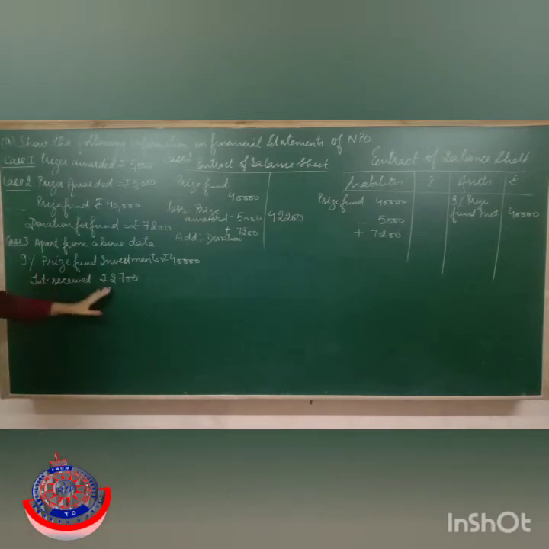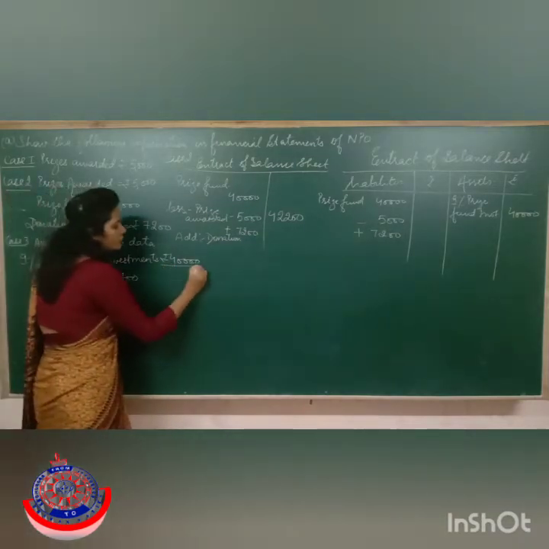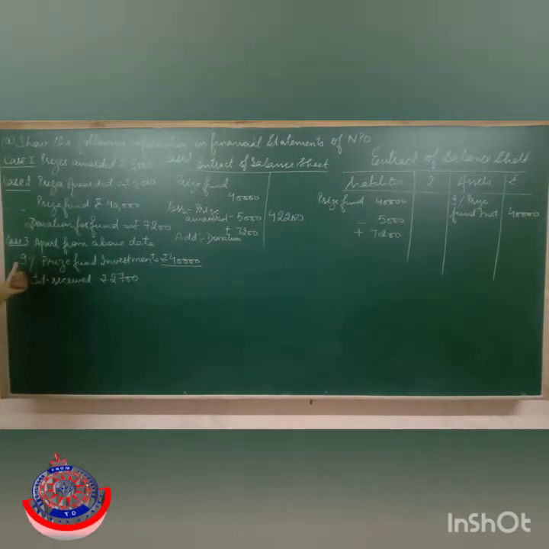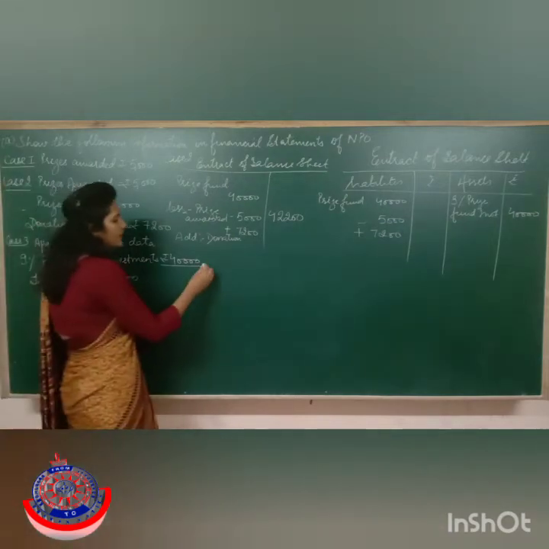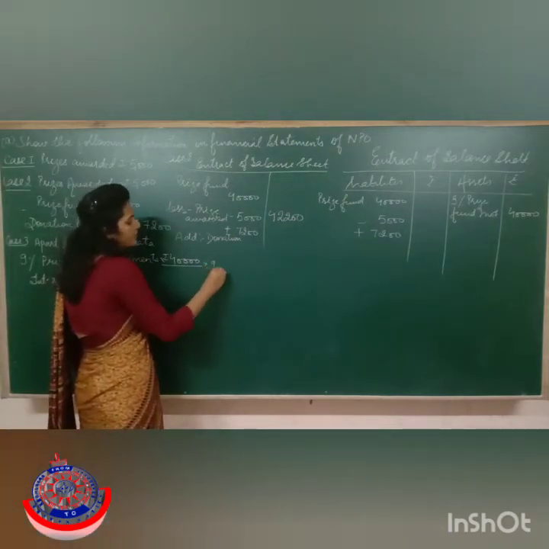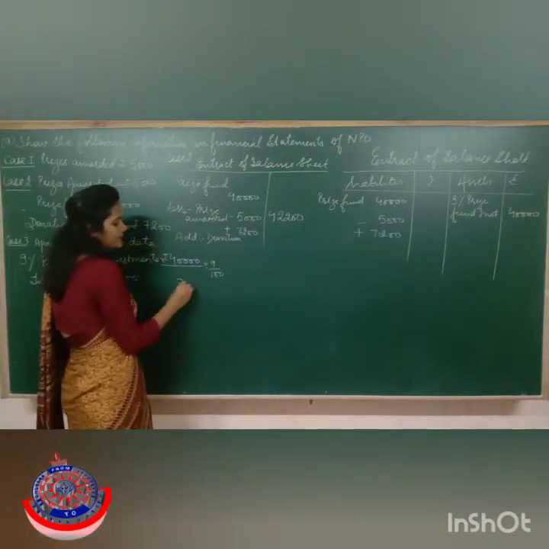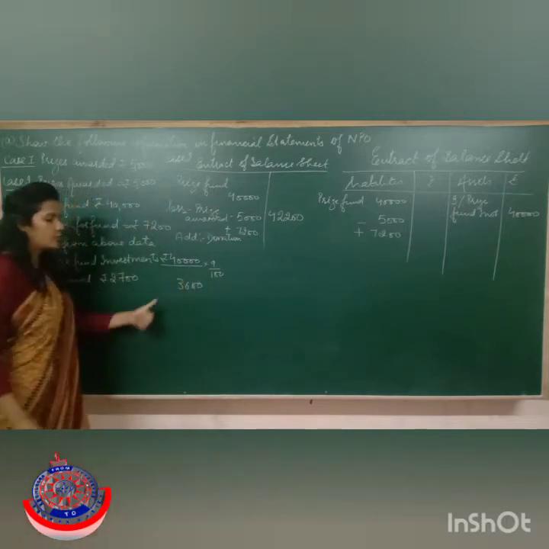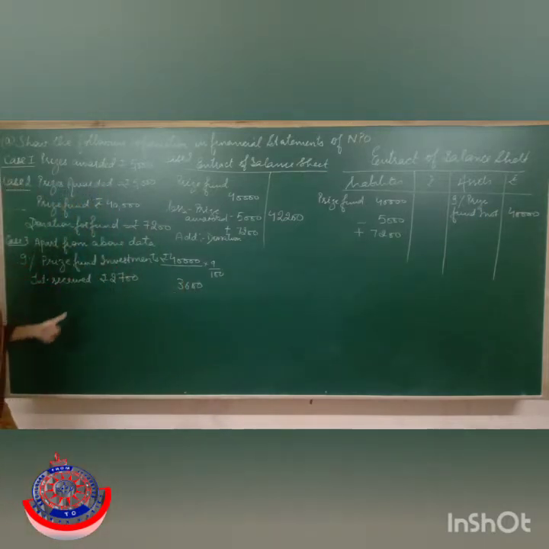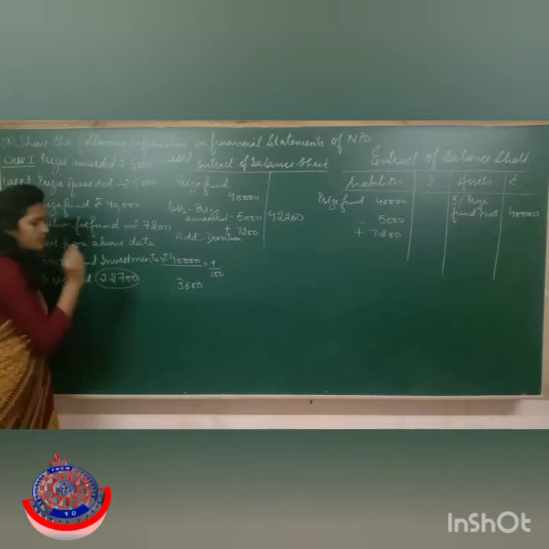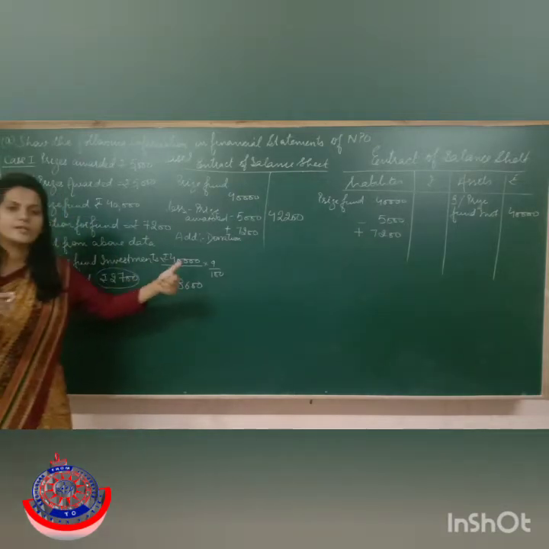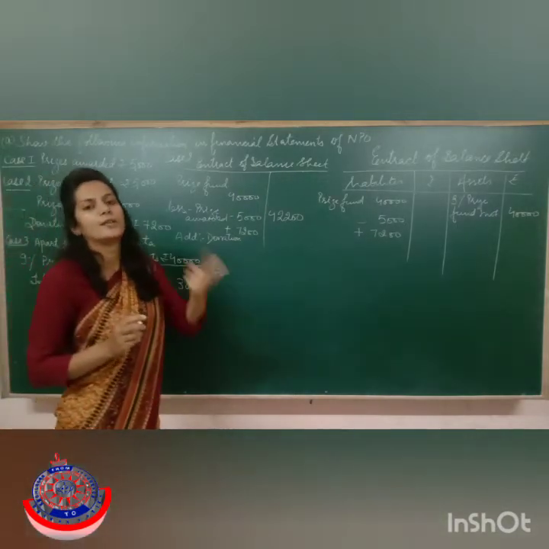Next is interest received. Now you have received interest on this investment. If you check on this investment of rupees 40,000, rate of interest is 9%. It means that in this financial year, I ought to get rupees 3,600. But I have got only rupees 2,700. It means that interest of rupees 900 is receivable.